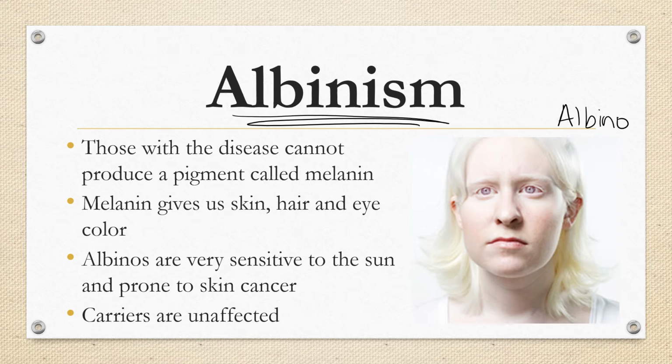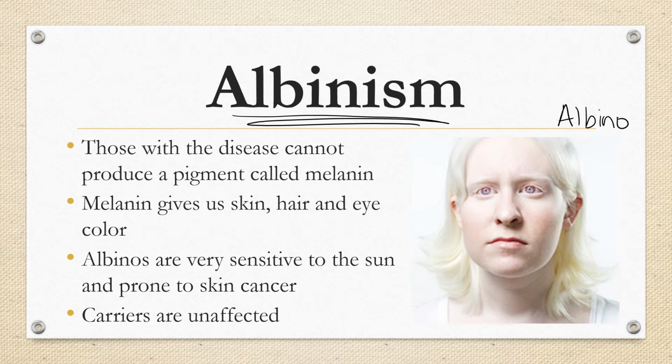Basically, they do not produce any melanin in their skin, and melanin is what gives us the shades of brown that make our skin. So even in our hair, we produce melanin. If we can't make it at all, we're going to create no pigment. So our skin is going to be very white. Our hair is going to be white. Our eyes are going to be blue or pink.